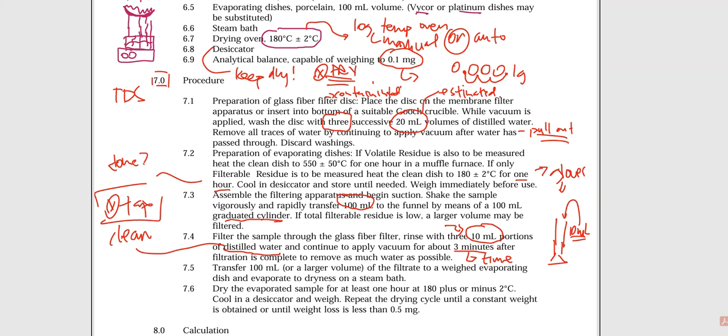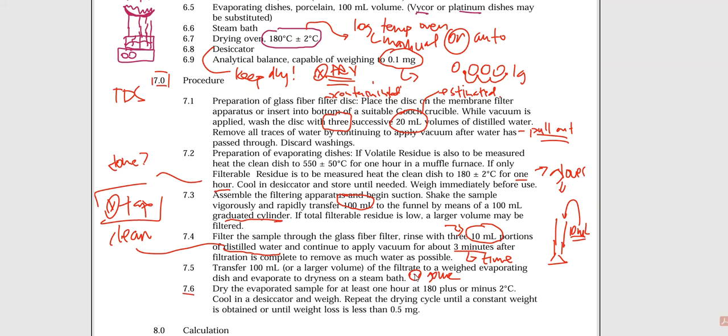7.5 says transfer 100 mLs or a larger volume of the filtrate to a weighed evaporating dish and evaporate to dryness on a steam bath. Okay. So I'm going to take my steam bath that we talked about in the last video. I'm going to place my evaporating dish above it, so that way I can heat and drive off water. And I'm going to evaporate to dryness on a steam bath. That means all of the water should slightly be gone at this moment.